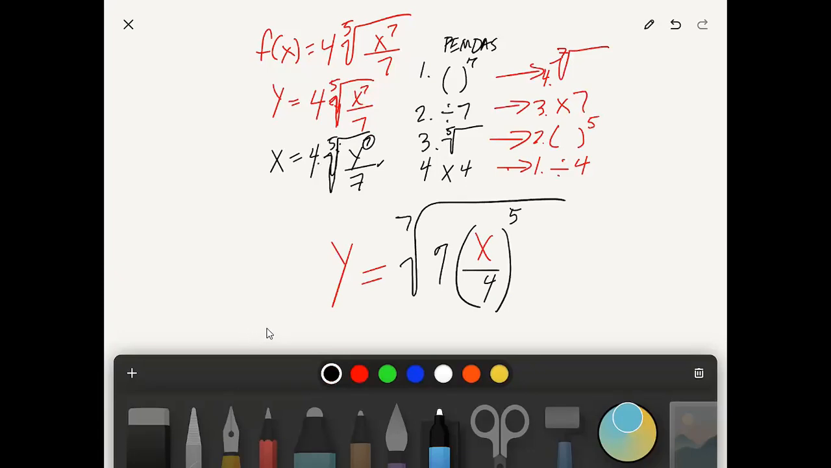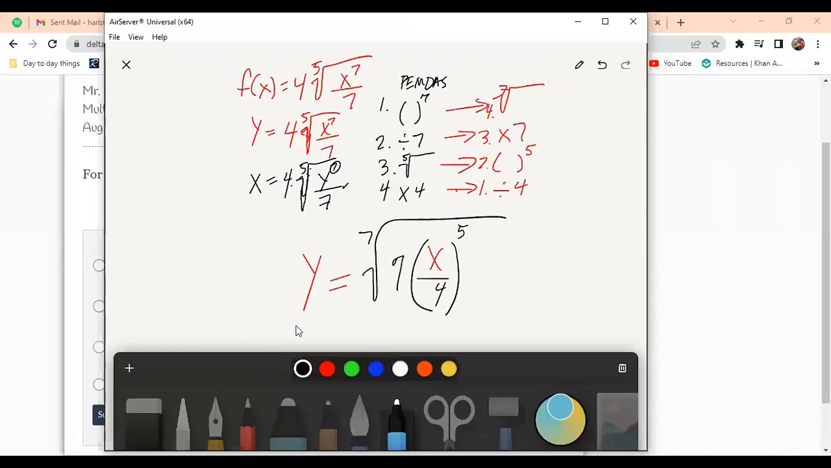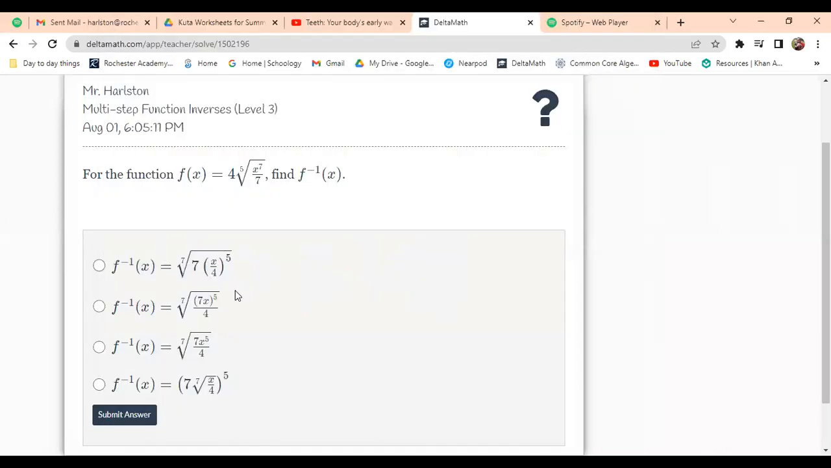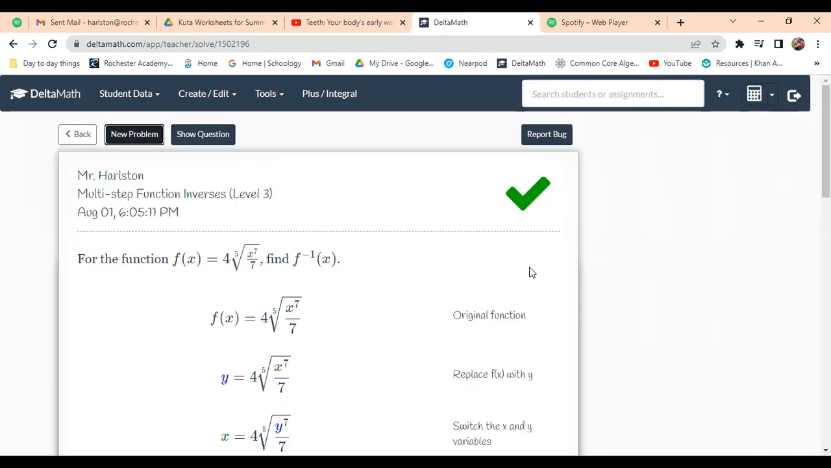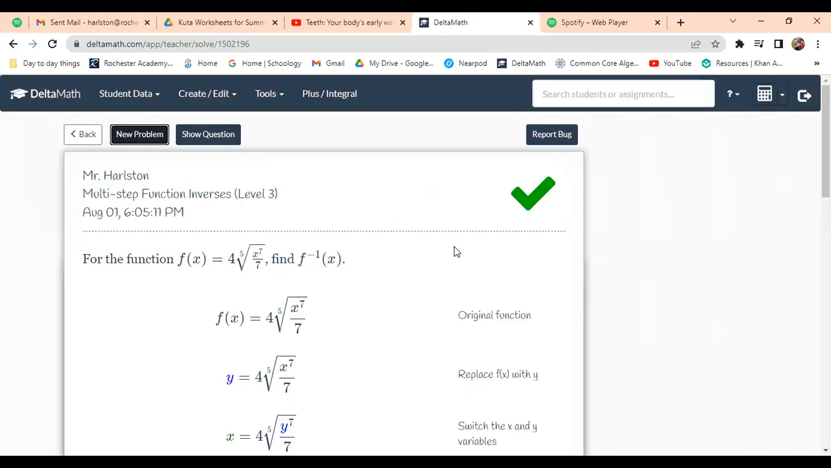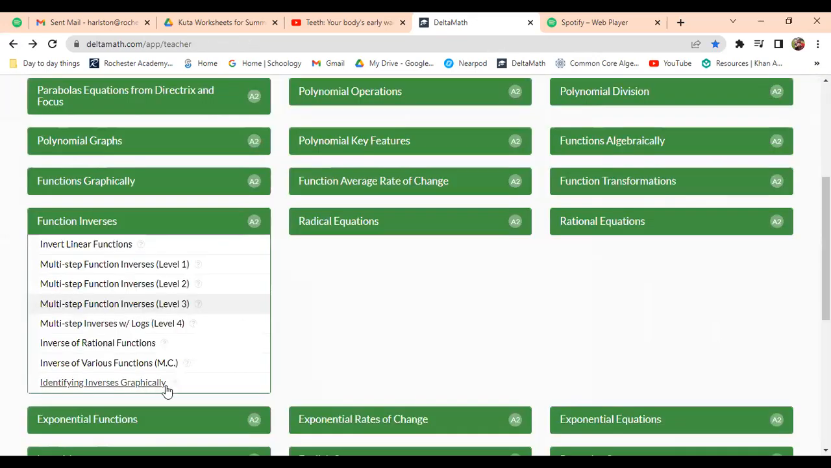So let's go and see if one of those matches. Looks like the first one to me. But let me double check to make sure that is all good. Yep, looks like the first one to me. And so I submit it and it says, wonderful, Mr. H. All right, I'm going to go to the last level, level 4.